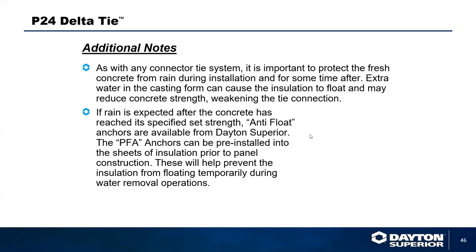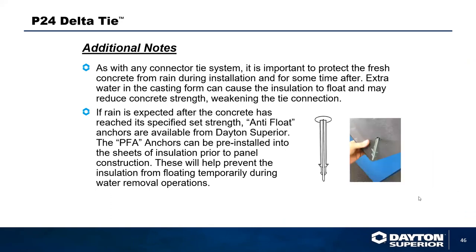If rain is expected after the concrete has reached a specified set strength, anti-float anchors are available, so you can install them on the insulation. You don't have to worry that a lot of rain will pick the insulation up and float it out of position. The anti-float pin is basically a push-down pin which engages itself into the fascia wythe, going right through the insulation and popping itself right in. The only purpose for this is to help hold the insulation.